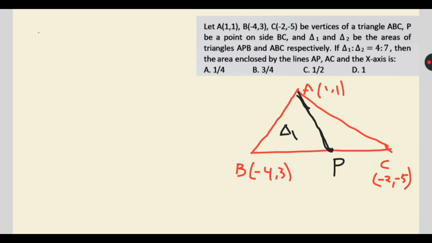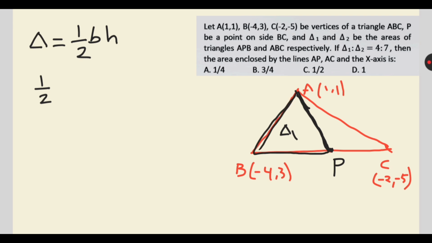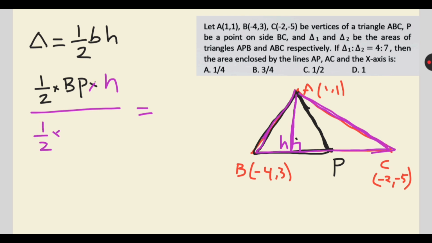First, what is the area of the triangle formula? Half into base into h, isn't it? What they said, the area of the triangle APB, that means half into base into height. This triangle's base is only BP. So let's take the height. So this is the height, h. Now what they gave, the area of the triangle ABC. That means half into, here the base is BC times the height, which is the same h.